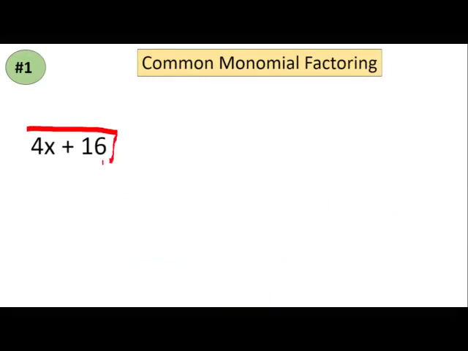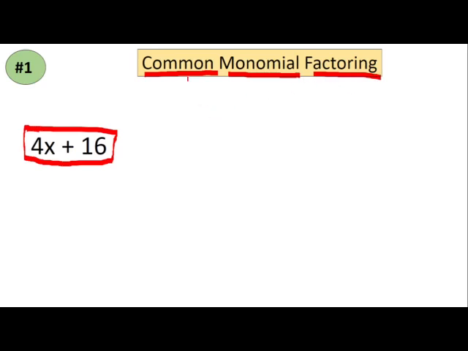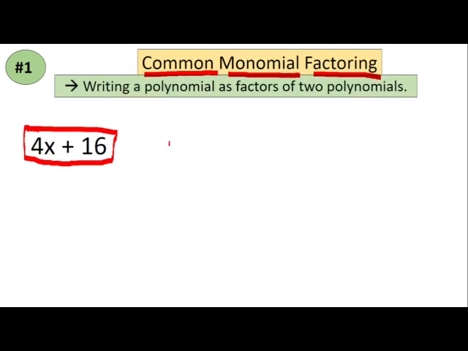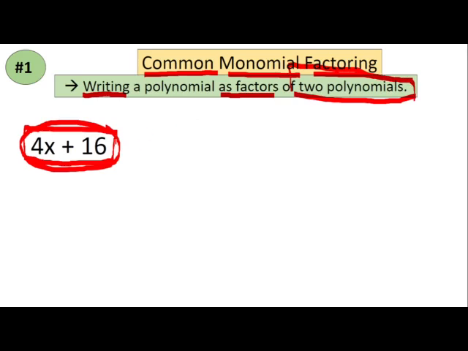After reviewing the different names we call on a specific polynomial, let us now start doing common monomial factoring. Ito na. Paano ba ito? How do we do this one? Well, common monomial factoring class is simply pagsulat nitong 4x plus 16 bilang factors of two polynomials. Meaning, we will simplify this given polynomial as factors daw of two polynomials.